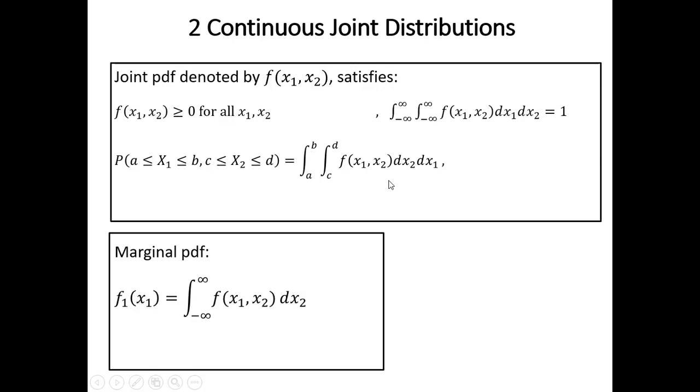Now we could also talk about marginal PDFs. If I wanted the marginal PDF, we'll sometimes use the notation f1 of x1. We take the integral from minus infinity to positive infinity of our joint PDF, but we would just integrate with respect to x2. So we're sort of integrating out x2 here, and that's going to give us the distribution for x1. Similarly, we can do this for x2, the marginal distribution with respect to x2. We integrate out x1.